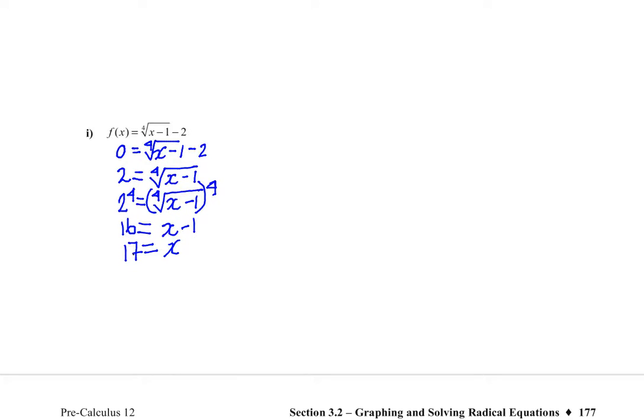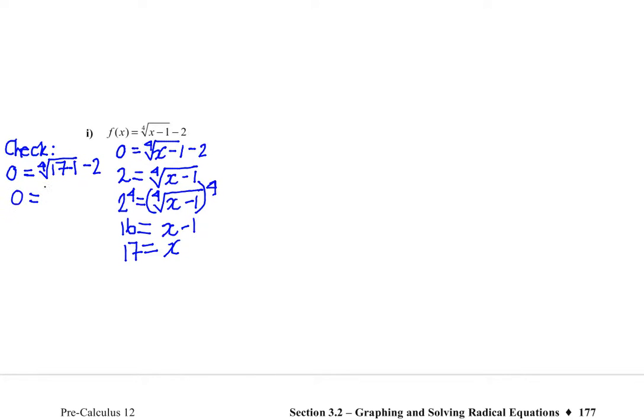So we're just going to do a quick check. So we're going to plug this back in. I'll just do this on the left-hand side. We're going to plug this back in to the function as the value of x. So it should be 0 equals, messed up the equal sign a little bit. 0 equals the quartic root of 17 minus 1 minus 2.